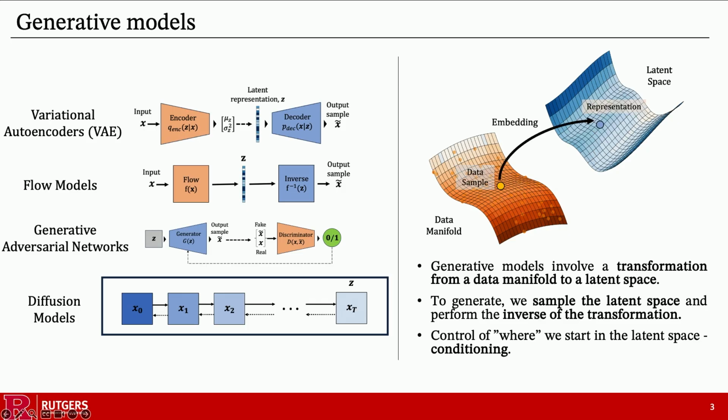Selecting this neighborhood in the latent space would be what we call in diffusion models conditional generation. Okay? We try to pick a neighborhood which should have the properties that we expect it to see.